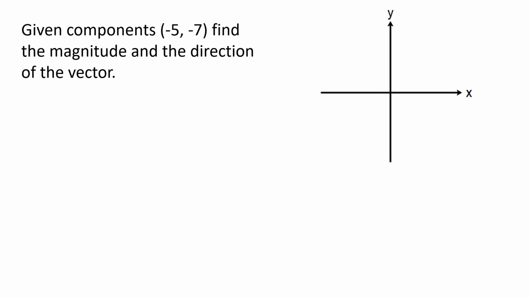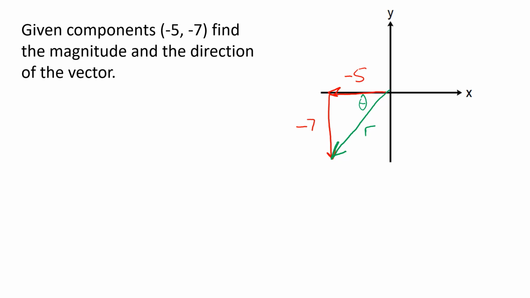Pause the video. Okay, so we're at -5, -7. Okay, here's my vector. It looks like Christmas. Okay, so this is vector R. It has a direction and a magnitude.